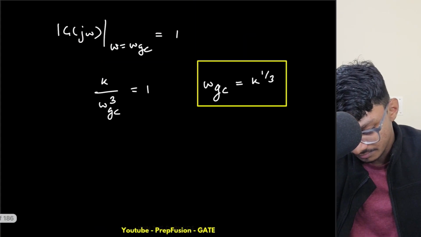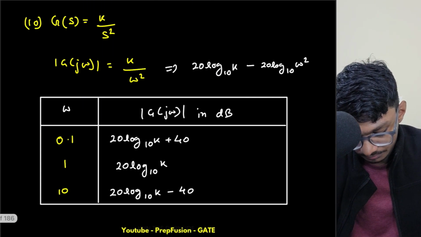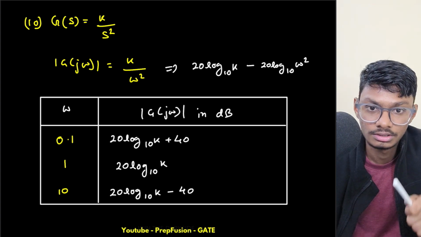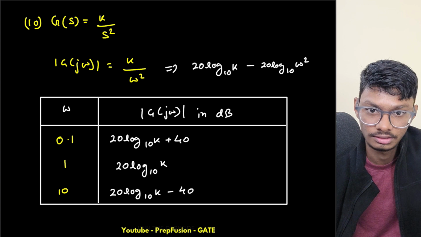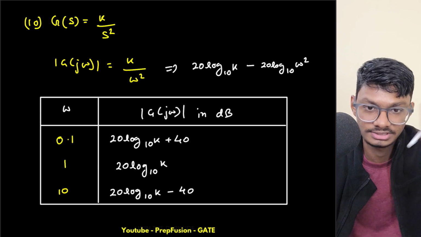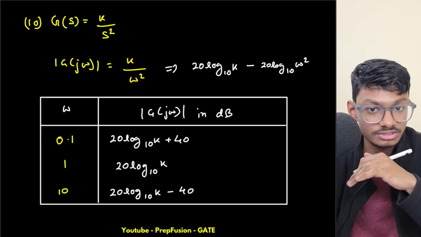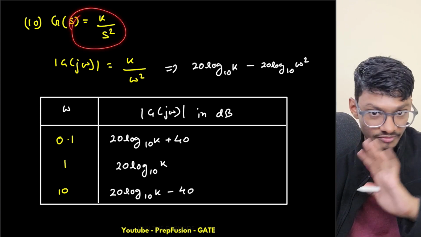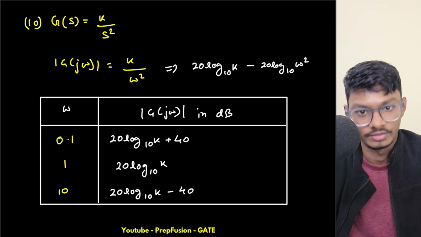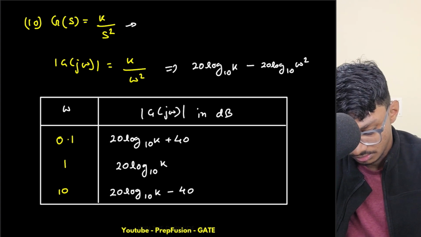Why? If you write the phase expression for this one, what will you get? This is k by omega square. If you want to write the angle, this is k by minus omega square, so minus is always there. Omega square is a real term and k is also real. So obviously we get phase always minus 180 degrees. So phase here is constant. Don't be fooled that there will be some slope or something. Phase is constant, minus 180 degrees always. You replace s equals j omega, you get minus k by omega square.